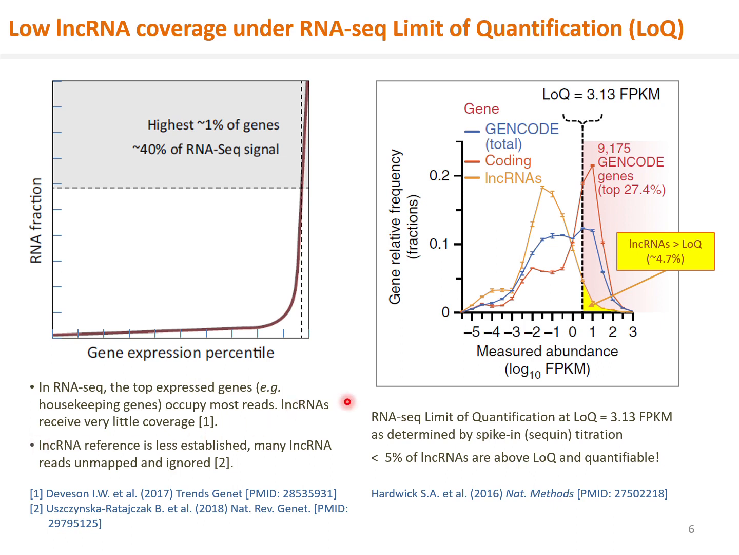The LncRNA FPKM, or fragments per kilobase per million reads, distribution is shown in the orange curve compared with the mRNA shown in red. LncRNAs are obviously much lower than mRNA in expression levels. Using known amounts of RNA sequence spike-in, the minimum counts needed for quantifying the RNA, that is the limit of quantification, LOQ, has been experimentally determined to be 3.13 FPKM. That is, only RNA expressed higher than LOQ can be quantified. For mRNAs, the majority is above the LOQ, which is okay. For LncRNAs, this yellow shaded area represents less than 5% of the total LncRNA population, which is poor and not okay.